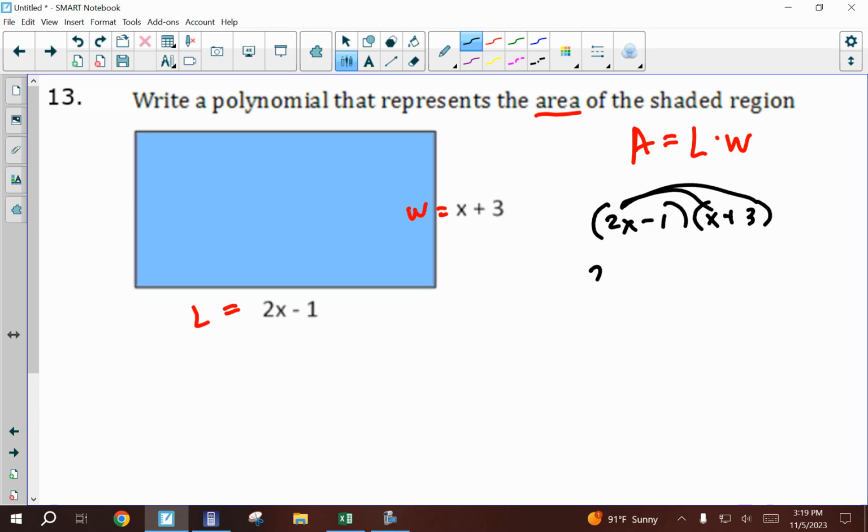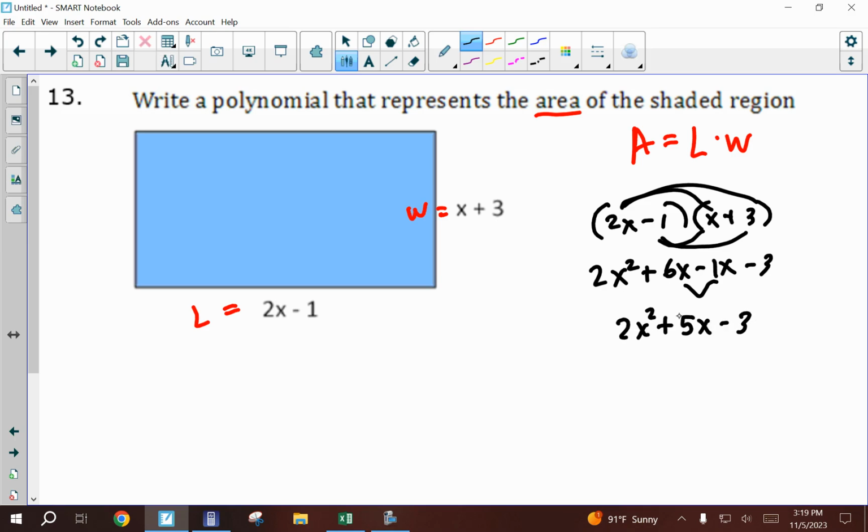So 2x times x is 2x squared. 2x times +3 is +6x. -1 times x is -1x. And then -1 times +3 is -3. Then we put together our like terms. This is going to give me a +5x with the -3 at the end, and then a 2x squared at the front.